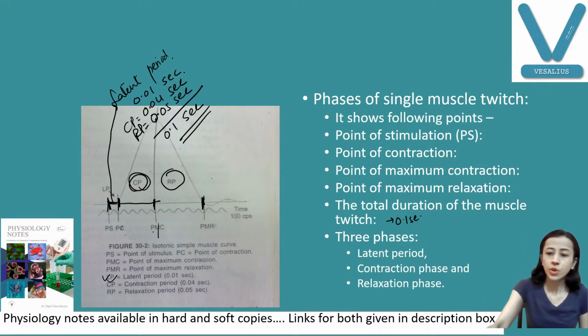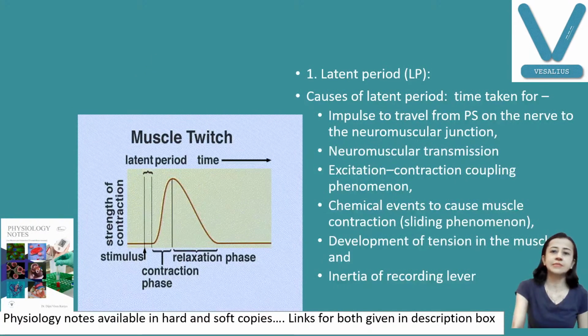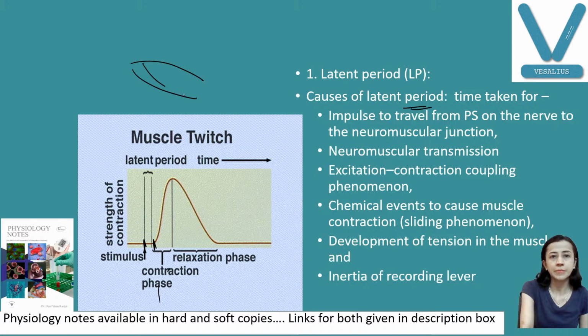Now, again you can see this diagram showing the same thing. Now we start with the latent period. What is the latent period? It is the period between the point of stimulus, this one, and the point of onset of contraction. Now what are the causes for the latent period? It is the time required by the impulse to travel. Suppose you can see here, this is your muscle and this is the nerve.